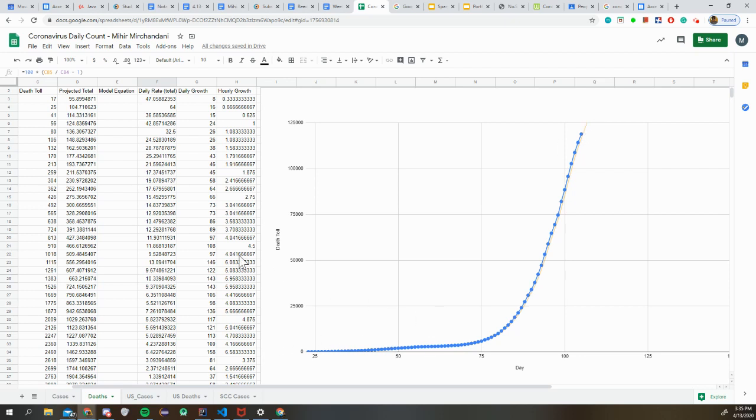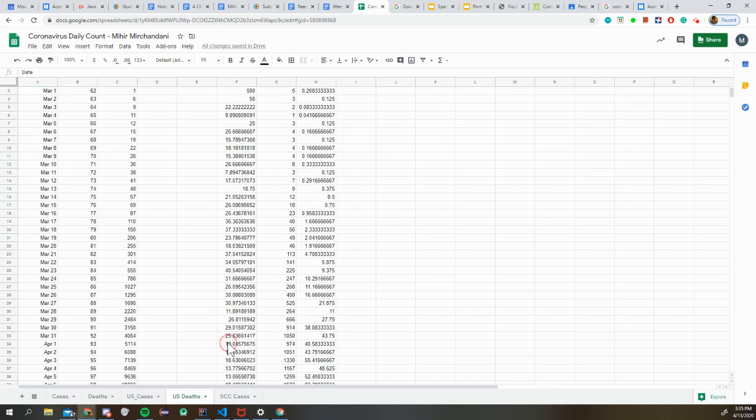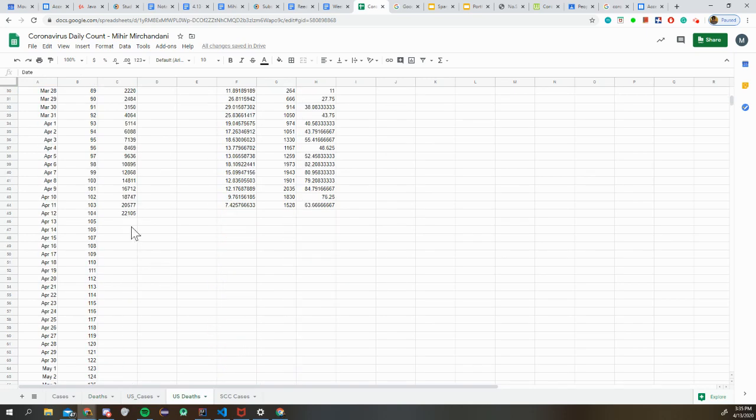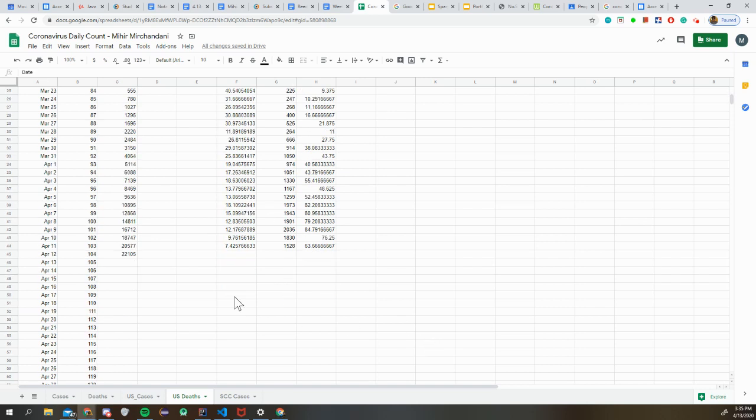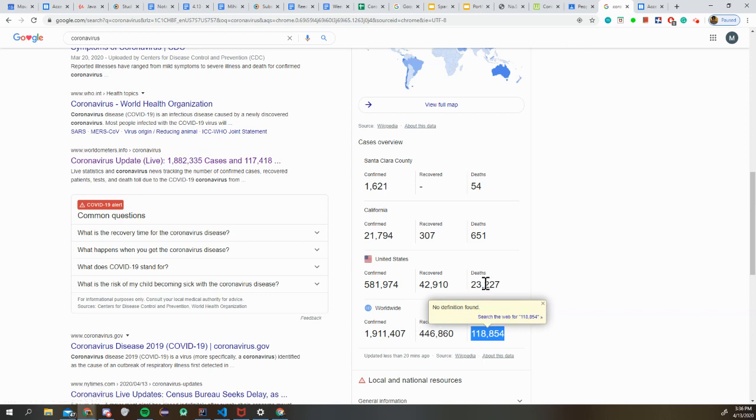In fact, this is globally, just in America alone, many people predict 60,000 deaths being our peak. And looking at American deaths, I also have a tab for that. I actually don't have any graphs to show you here yet, but April 13th, data for that. Okay, 23,000.